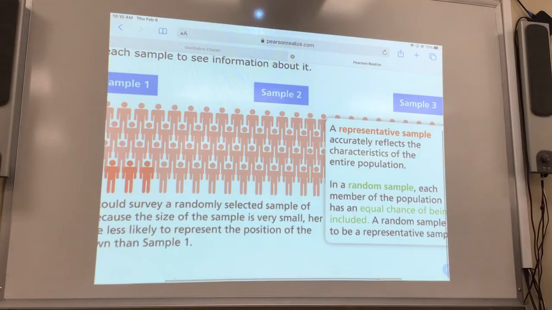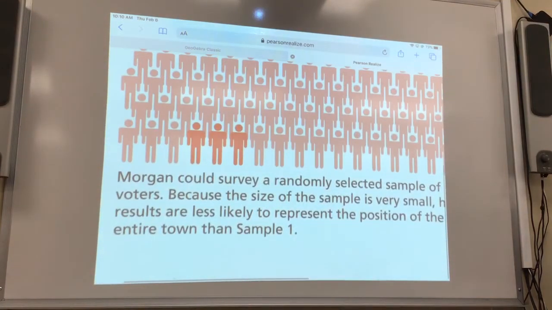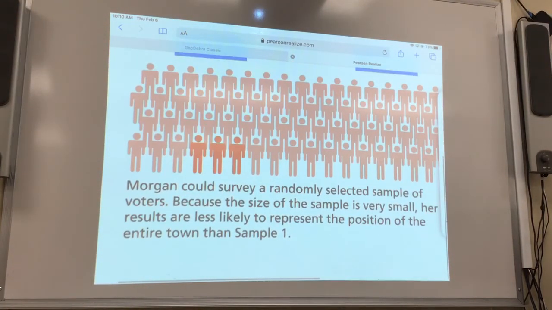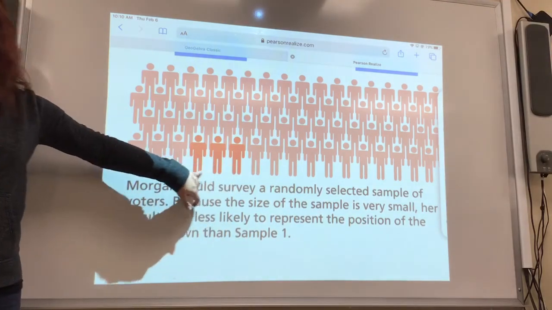And then her third option, Morgan could survey a randomly selected sample of voters. Because the size of the sample is very small, notice she has only three people here.